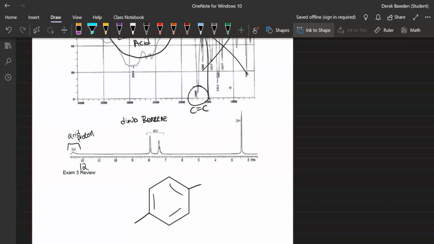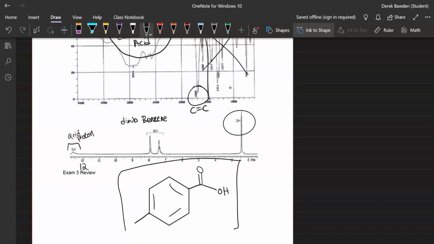We have a carboxylic acid that we still need to account for. So let's go ahead and just add a carboxylic acid onto one of these. Okay. And then what do you think this 3 hydrogens with no neighbors are going to be? A methyl group. Perfect. So this is actually our structure right here.